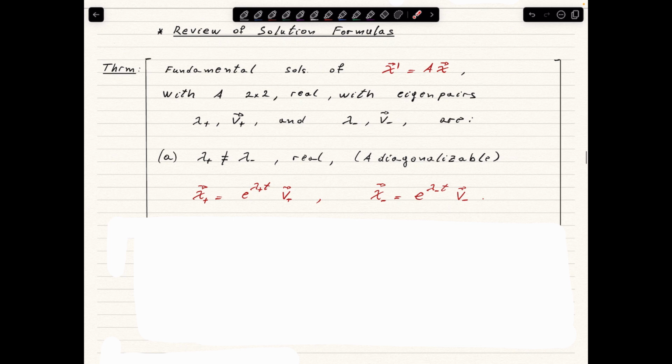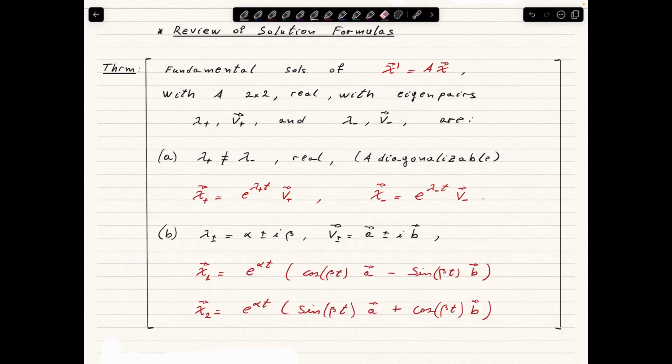And the other formula is when we have eigenvalues which are complex values. Suppose the eigenvalues, in this case, because the matrix has real coefficients, are going to have this form: alpha plus or minus i beta, where alpha and beta are real, and here is the complex i. And the eigenvectors are going to have a similar form, a real part plus or minus i times an imaginary part, A plus or minus iB. And then the fundamental solutions have a slightly different form.